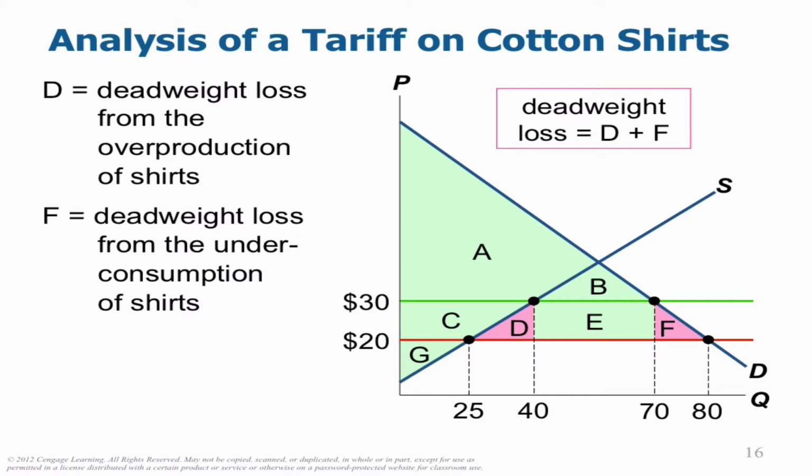Well now. So D is from overproduction, F is from underconsumption.